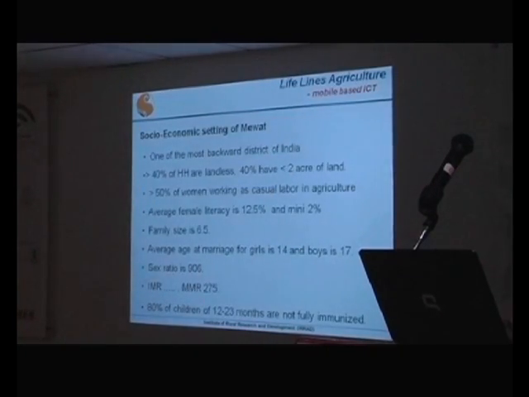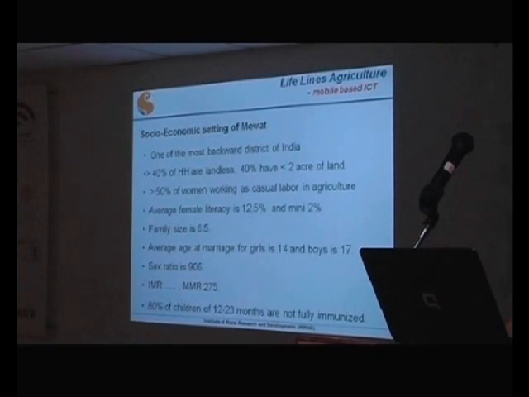Mewat is one of the least developed districts as described by the Planning Commission of India, and agriculture and animal husbandry is the mainstay of people here, which is primarily inhabited by Meo Muslims, a closed community living in this area. This area is backward in many socio-economic indices, such as literacy rate, which is as low as 2%. In this region, more than half of the females are engaged in agricultural labor.